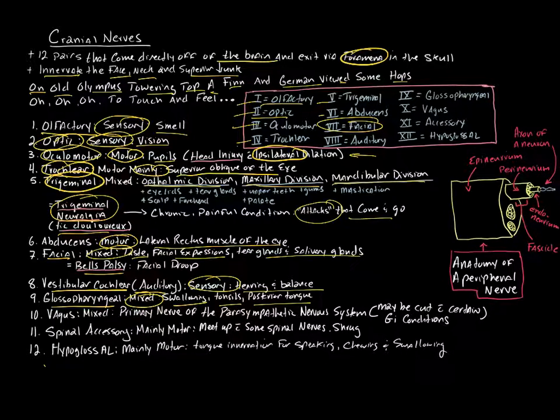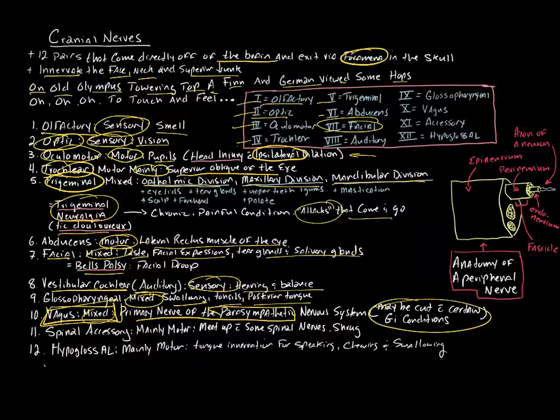Okay, a super important cranial nerve, the vagus nerve, which is again mixed, and this is the primary nerve of the parasympathetic nervous system. All right, you need to know that. And in some cases, we will cut a branch of that nerve with people that have certain gastrointestinal disorders.